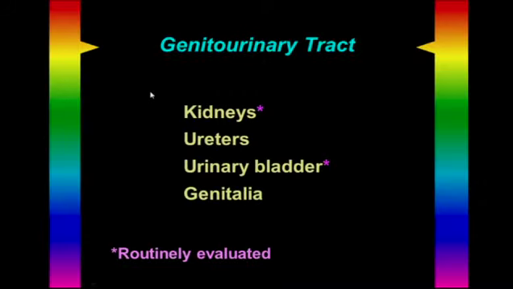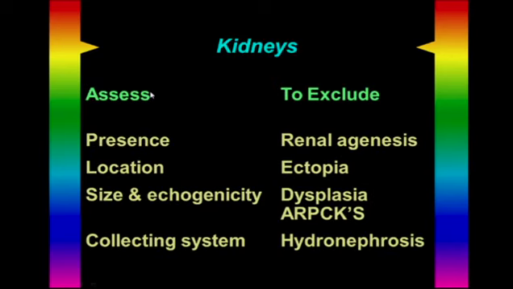We'll now move on to the genitourinary tract. In a routine obstetrical ultrasound, we evaluate the kidneys and the bladder of the fetus. But if you see abnormalities of the kidneys and/or the bladder, it's important to look for the ureters, and it's also important to assess the genitalia of the fetus, not just when there are abnormalities of the kidney and the bladder, but also in other situations where it's important to know the sex of the fetus and to see if the genitalia has formed properly.